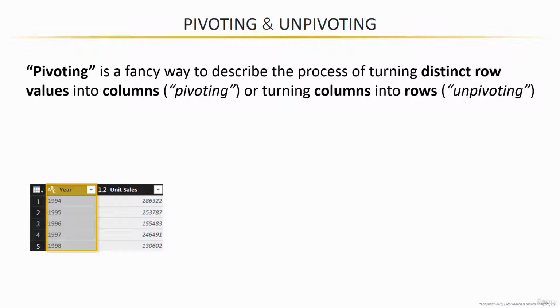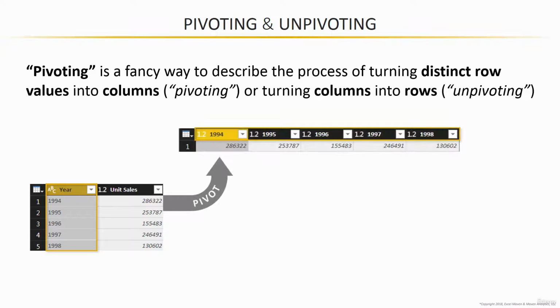You've got years in the first column, and you've got a numerical field like unit sales in the second column. If we were to select the year column and pivot this table, we would essentially take the year in each row and turn it into its own column. So now instead of a row for 1994, we have a column for 1994. Same goes for 95, 96, 97, 98. So we've basically flipped that table from a vertical format up to a horizontal format. We've turned rows into columns.